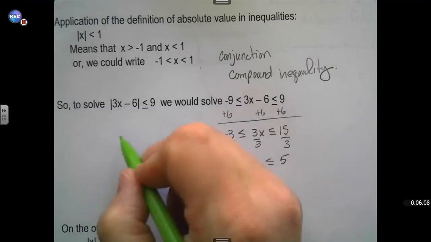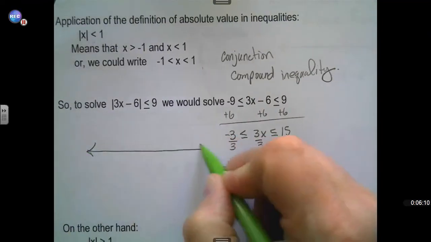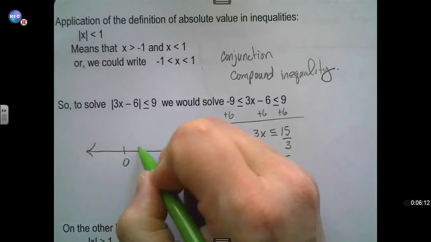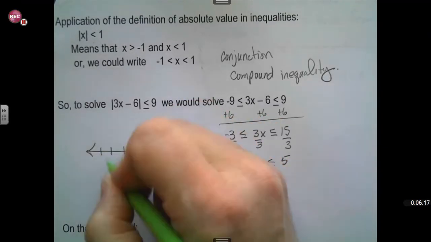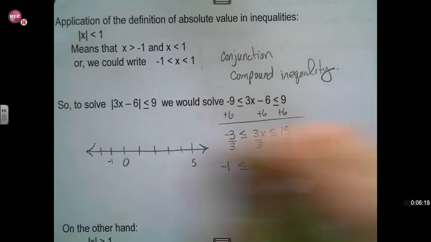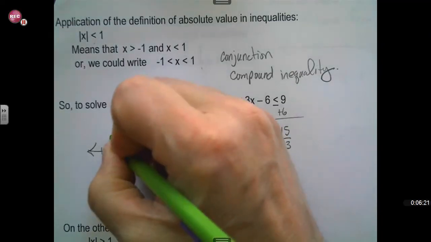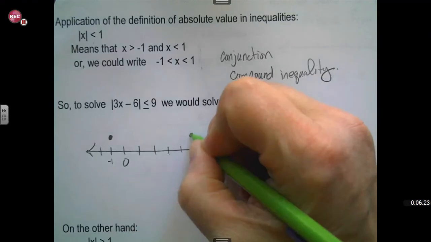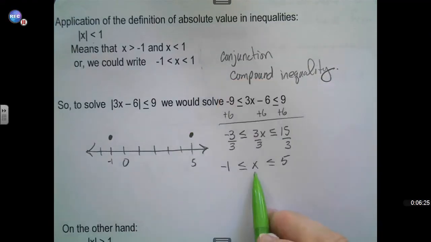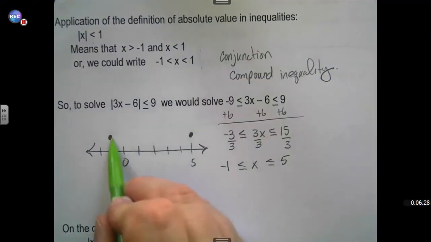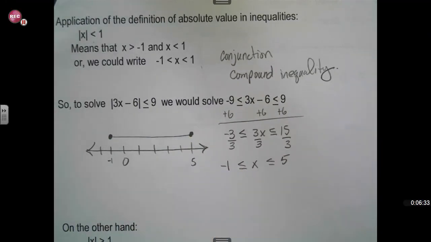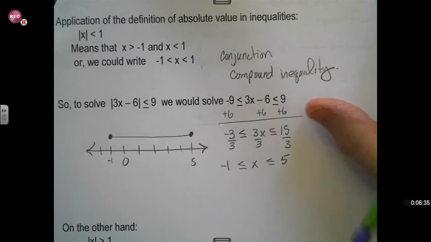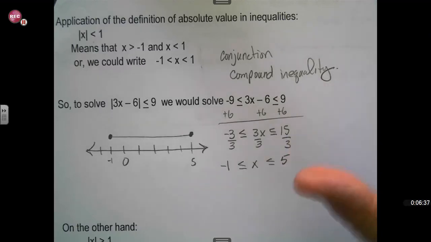Then I graph that inequality. So here's 0, here's 5, here's -1. So I put closed circles at -1 and 5, and x is between them. So we draw in x is between them. That's how we apply the definition of absolute value to a less than problem.